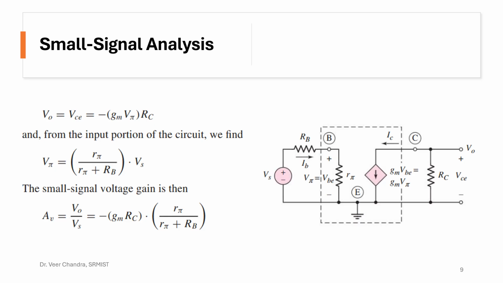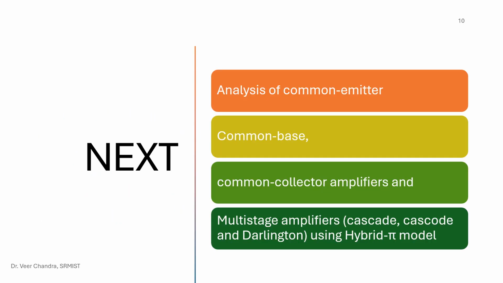Similarly, we'll use this type of equivalent circuit to find the gain in all the upcoming circuits. In the next session, we'll discuss the analysis of the common emitter amplifier, then the common base amplifier, the common collector amplifier, and also we'll look into the multi-stage amplifier using the same hybrid pi model.